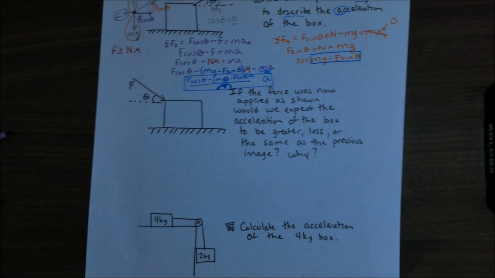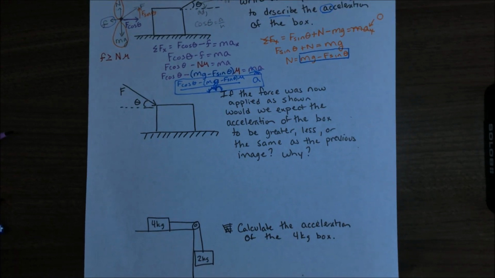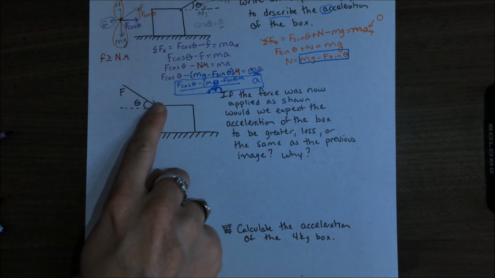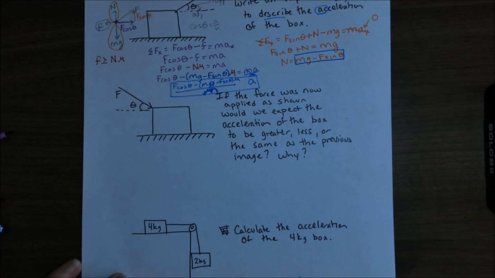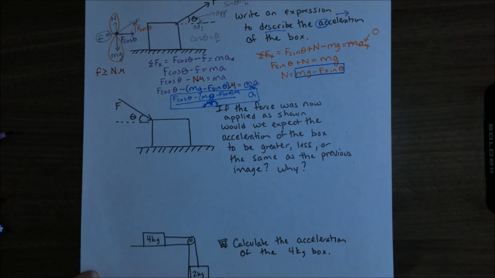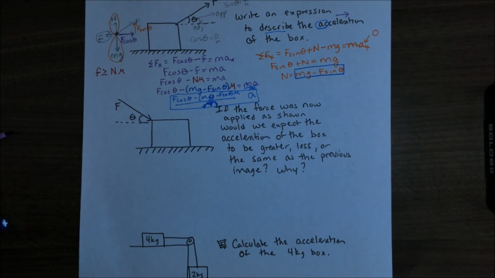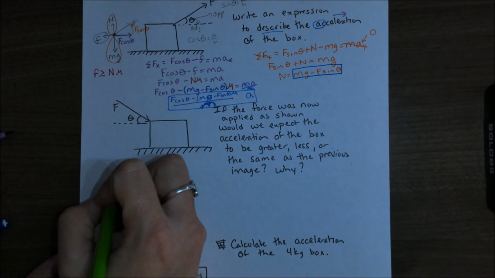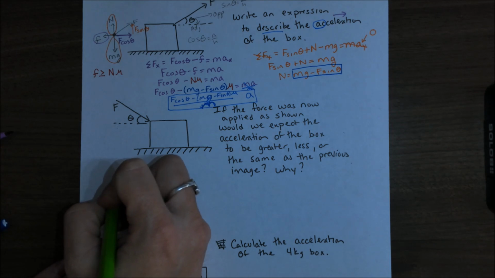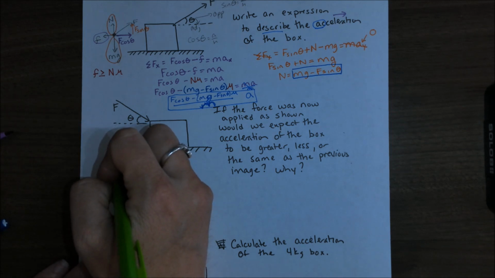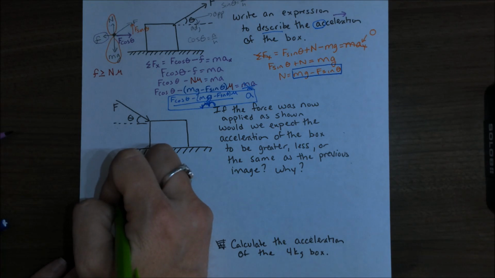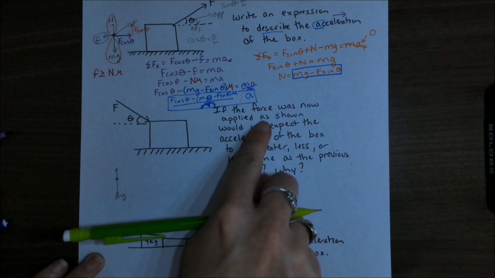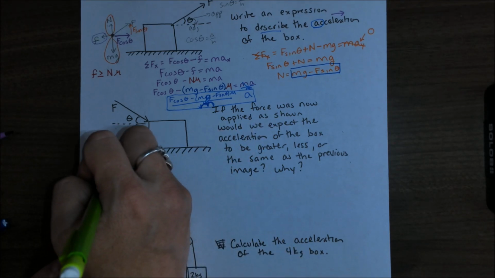Okay, for our next question, if the force is now applied as shown over here, so instead of pulling up, now we start pushing down and forward, would we expect the acceleration of the box to be greater than, less than, or equal to? I'm not going to have to do all this math, but I do want to kind of just clarify what that looks like in terms of a free body diagram. So we still have our normal force, and we still have our gravity. And we're still trying to push the box forwards, so friction is still going to try to oppose us backward.